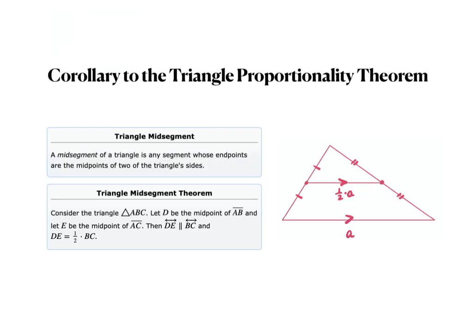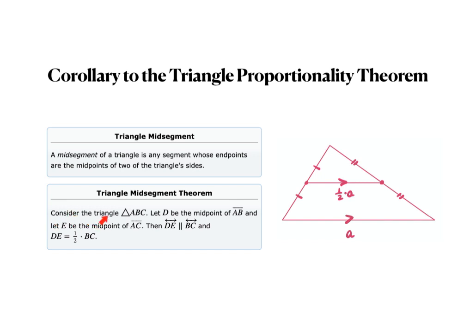Here's a corollary to the triangle proportionality theorem. So first you need to know what a triangle midsegment is. A midsegment is a segment that joins the midpoints of two of the sides of my triangle. So this would be a midsegment. The triangle midsegment theorem says that if it is a midsegment, then that midsegment's parallel to the opposite side. It also says that it divides these sides proportionally.